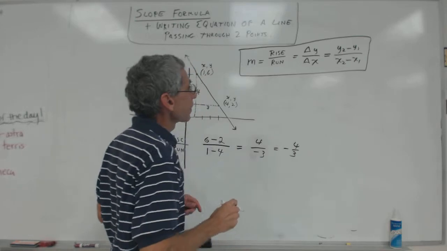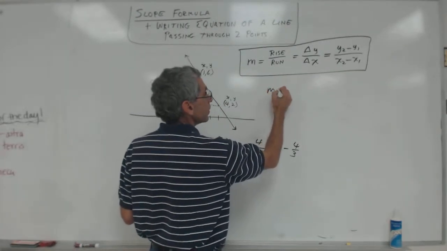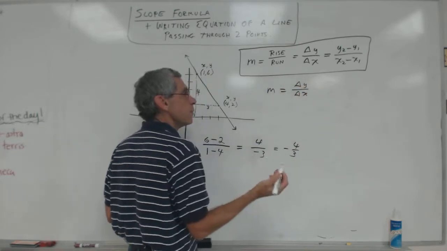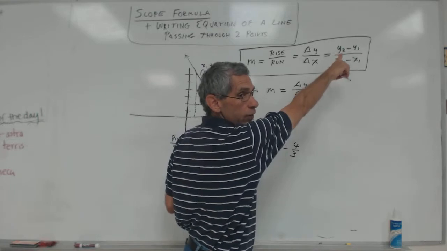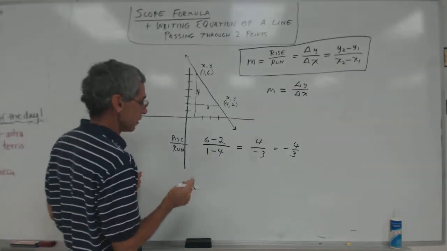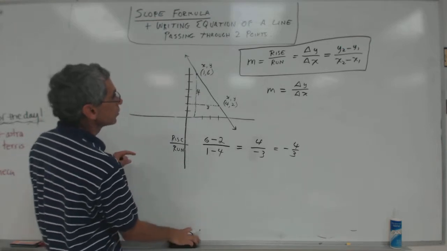When I do it, I just use this. I say m is equal to the change in y over the change in x. Some people prefer to remember this, y2 minus y1 over x2 minus x1. That's fine, whatever you want. So, with this problem, now I'm going to just do it this way.